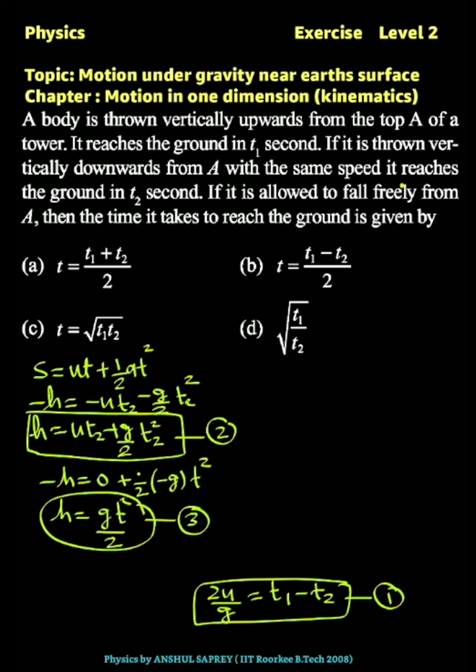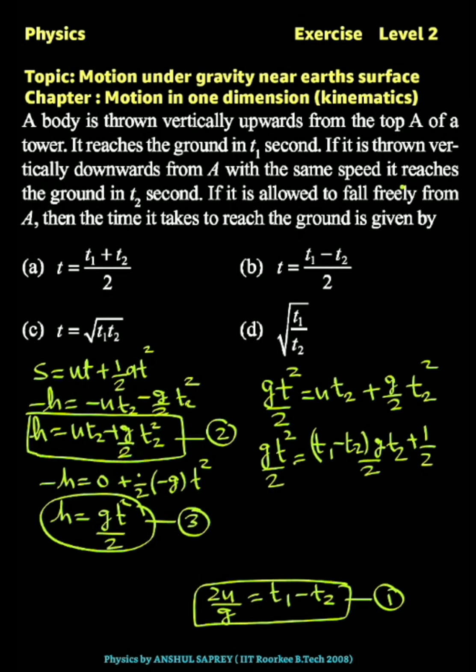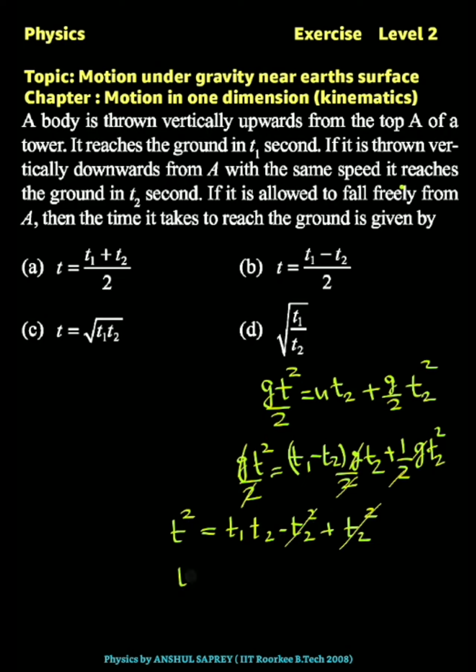So let's substitute the value of h from equation 3 in equation 2. So we have gt square by 2 is equal to ut2 plus g by 2 into t2 square. Now substitute the value of u from the first equation. gt square by 2 is equal to (t1 minus t2) into g by 2 into t2 plus half g t2 square. Simplifying this, g by 2 is cancelled on both sides. So t square is equal to t1 t2 minus t2 square plus t2 square, or t square is equal to t1 t2. So t is equal to the square root of t1 t2. So it is the third option.